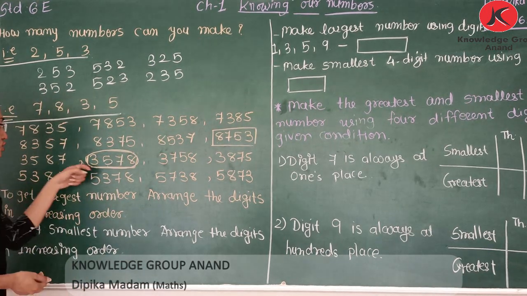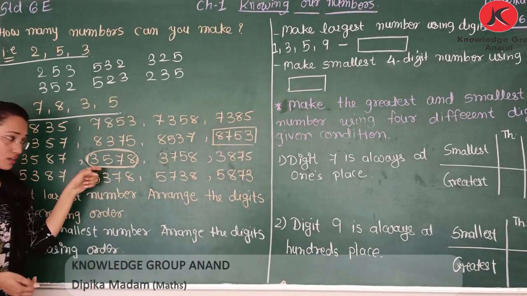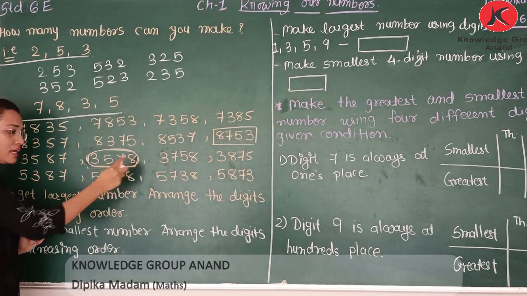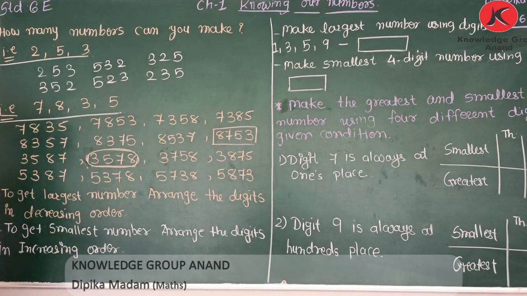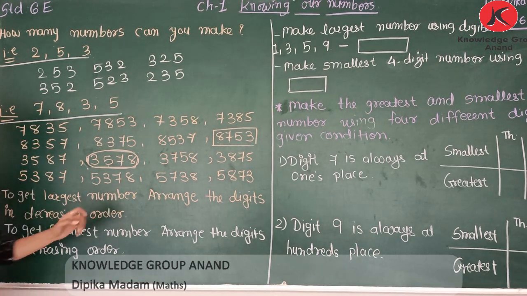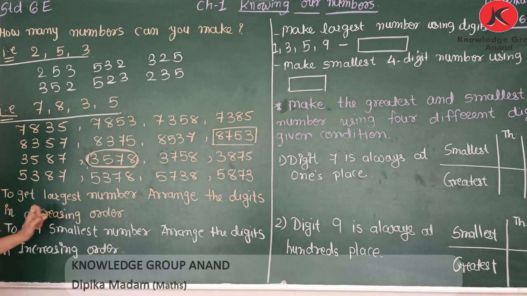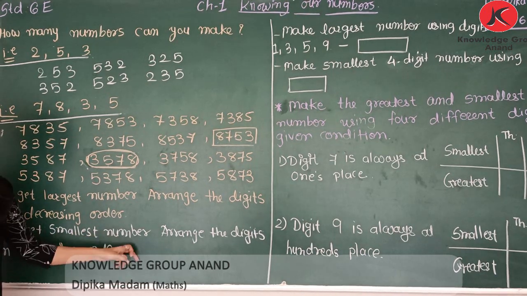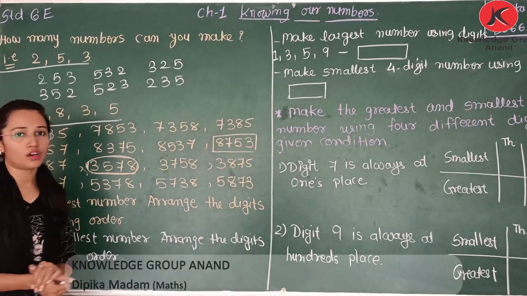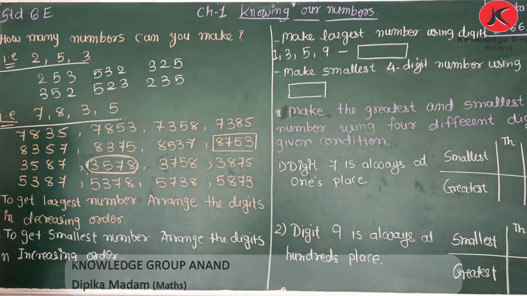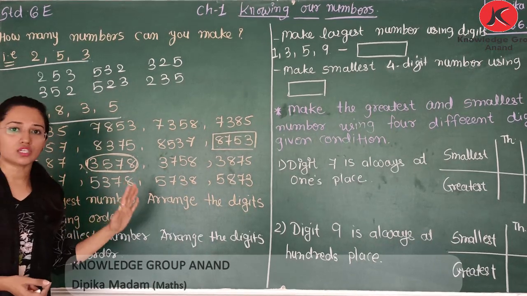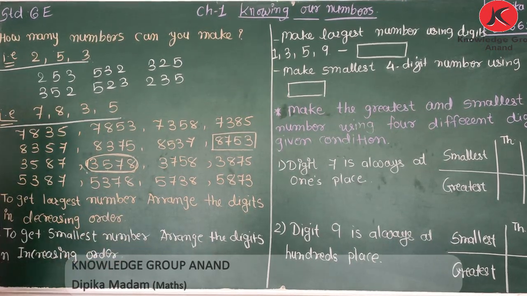If you arrange the digits in increasing order, 3, then 5, then 7, then 8, you will get the smallest number. So to get the largest number, arrange the digits in decreasing order, and to get the smallest number, arrange the digits in increasing order. This kind of question can be asked as an MCQ for 1 mark. You are given some digits and you need to make the largest or the smallest number.